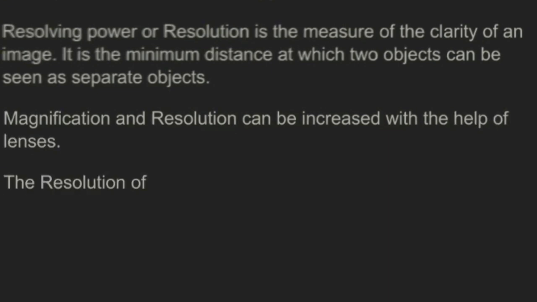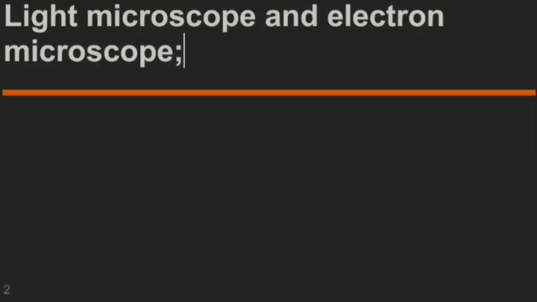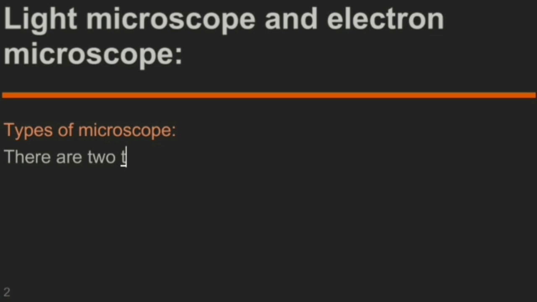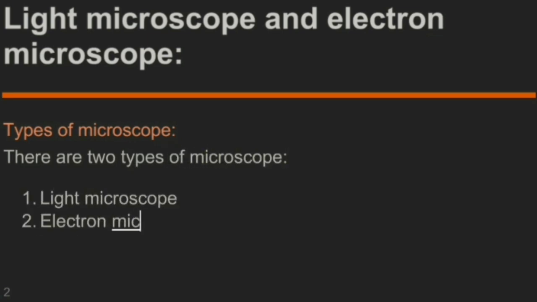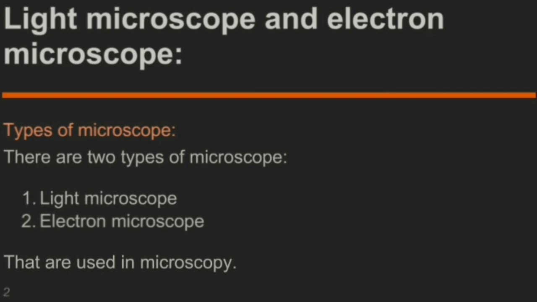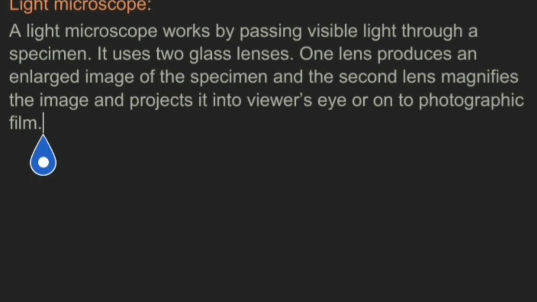In microscopy, we will discuss what are light microscope and electron microscope. There are two types of microscope, light microscope, also short form is LM, and electron microscope, short form is EM. These microscopes are used in microscopy. First of all, light microscope. All light microscopes work by passing visible light through a specimen.